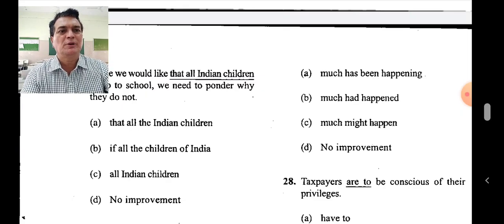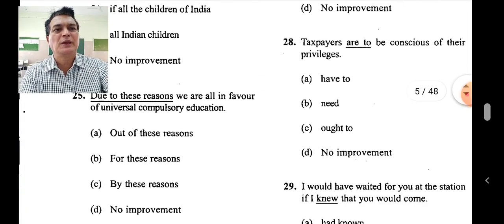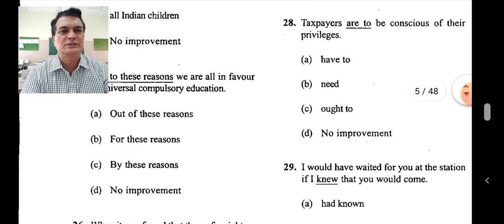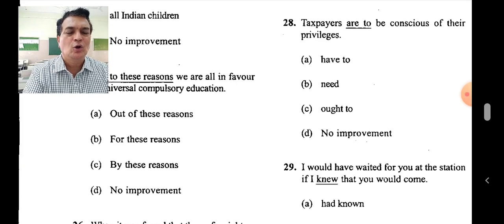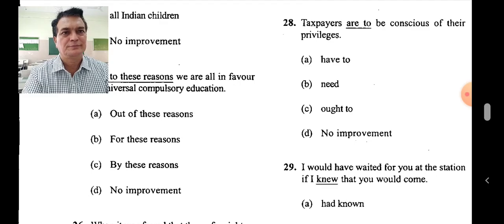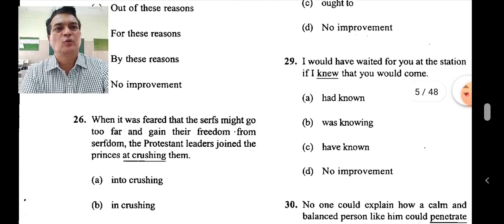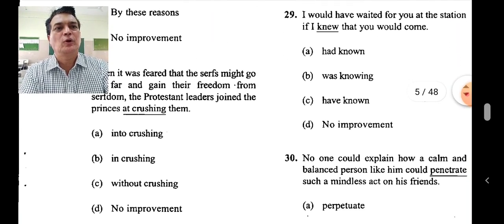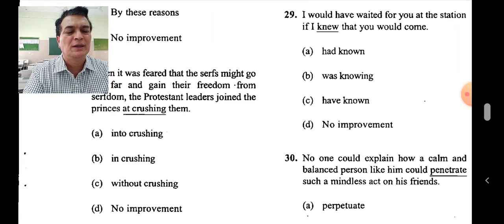So let's go to question number 28. Taxpayers are to be conscious of their privileges, have to, need, ought to, no improvement. Question number 29. I would have waited for you at the station if I knew that you would come. Had known, was knowing, have known, no improvement.